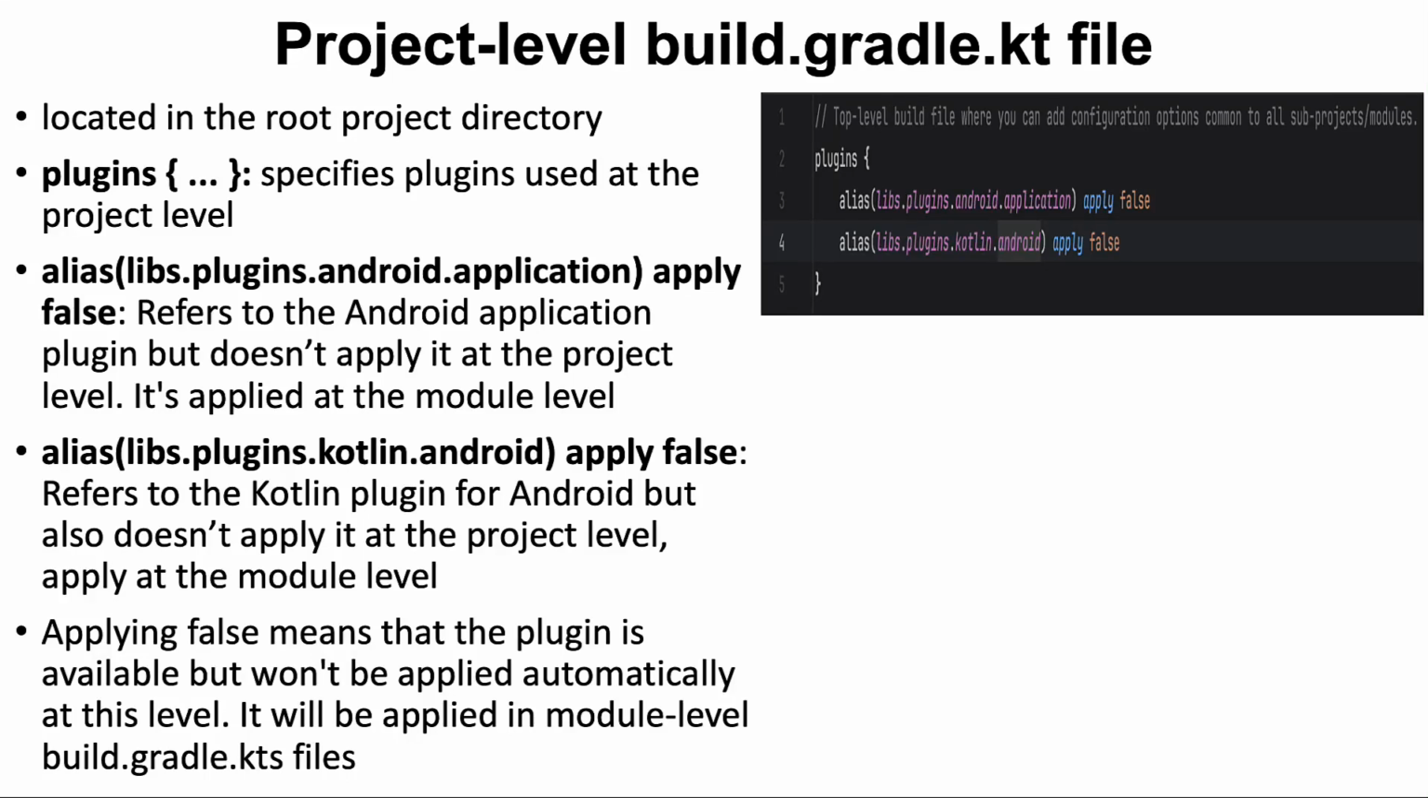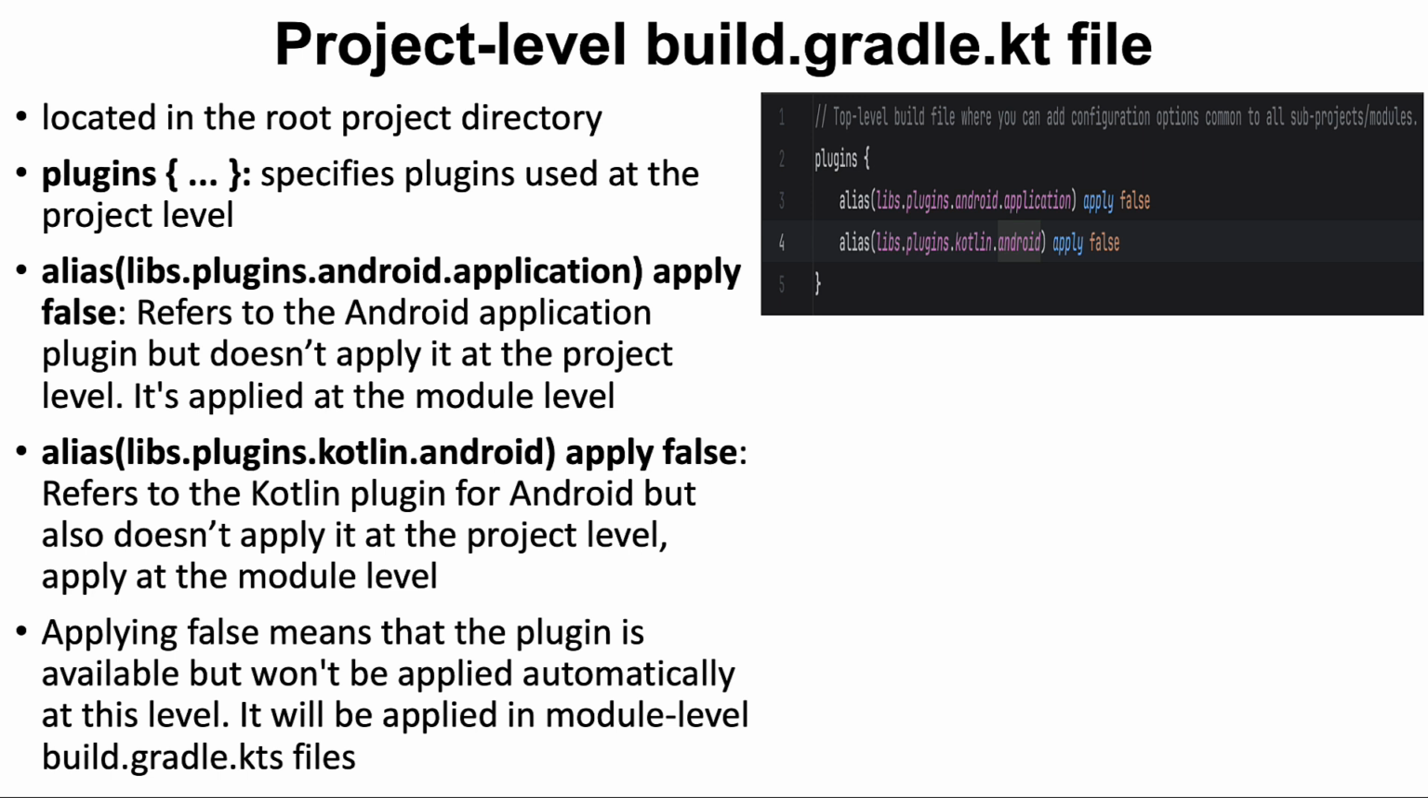This slide shows that the next one of the 8 Gradle build files is the project-level build.gradle.kts file. This file is located in the root project directory. The plugins block specifies plugins used at the project level.